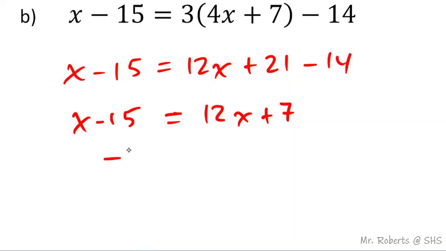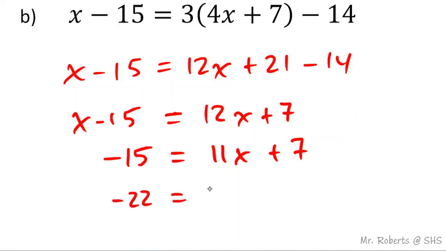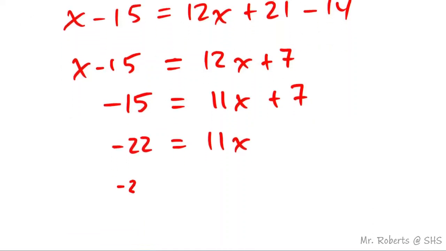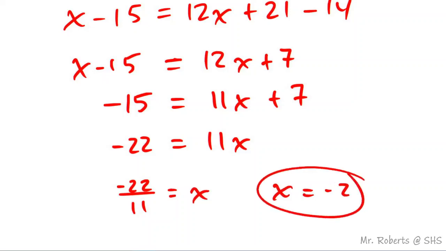So this will become negative 15 is equal to 11x plus 7. What did I do? I subtracted a single value of x from both the left and the right. And now I'm going to subtract 7 from both sides. So I've negative 15 minus 7, I believe is going to be negative 22, and that will equal 11x. And now if I divide both sides by 11, negative 22 divided by 11 is going to give me what x is, which is, hey, negative 2. So again, that's what I believe x is.